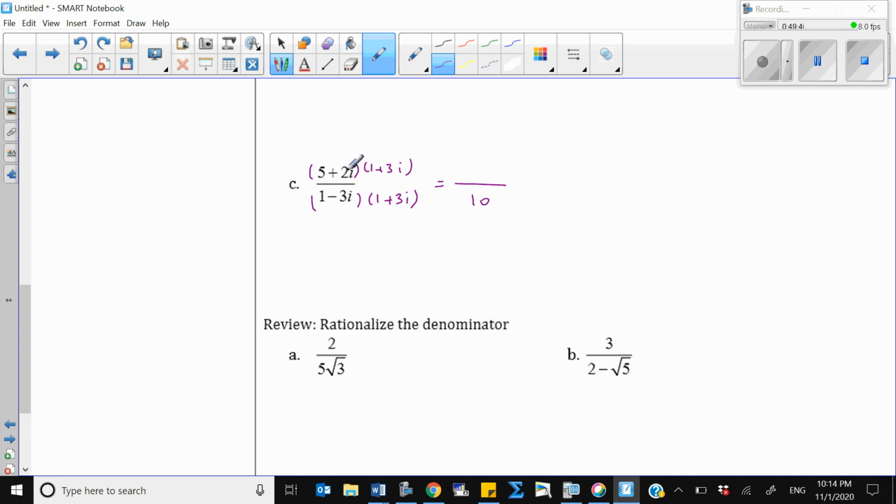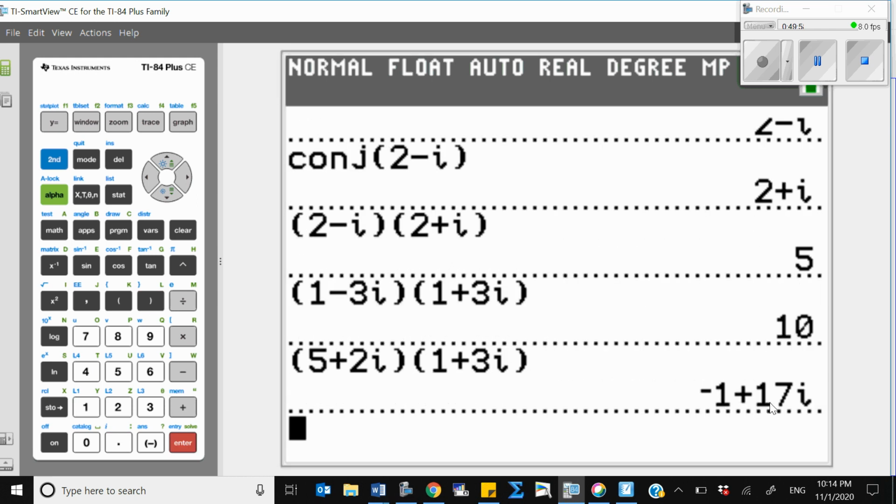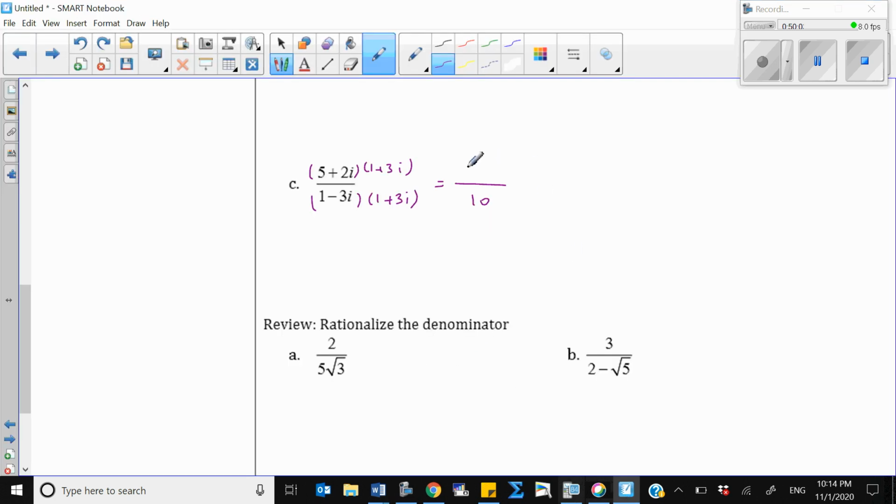Then we need to multiply (5 + 2i) times (1 + 3i). And that's equal to negative 1 plus 17i. So it's negative 1 plus 17i. And notice here we still have the i in the top, and it's okay. We just wanted to get rid of the i in the denominator, and we did it.